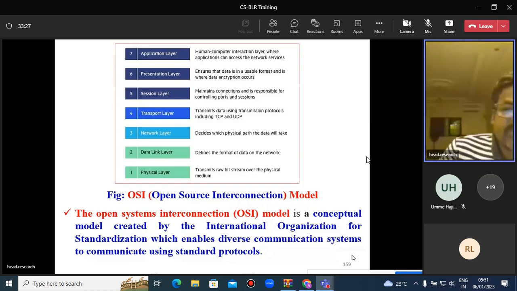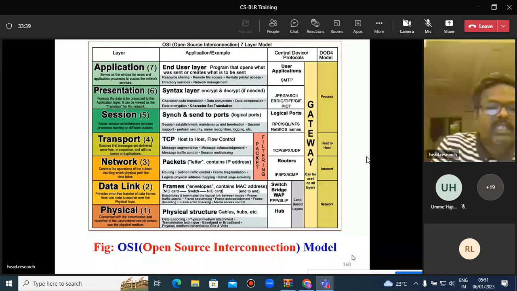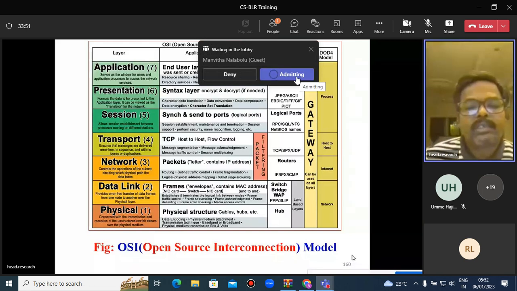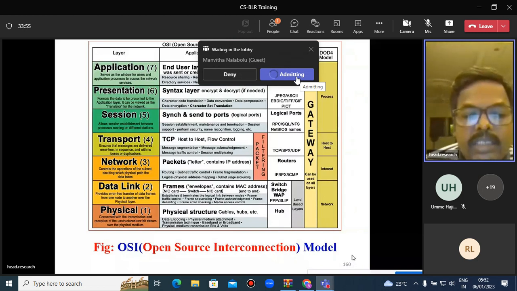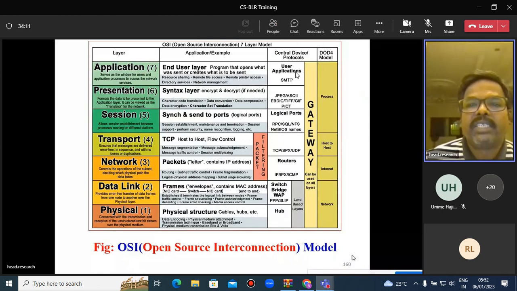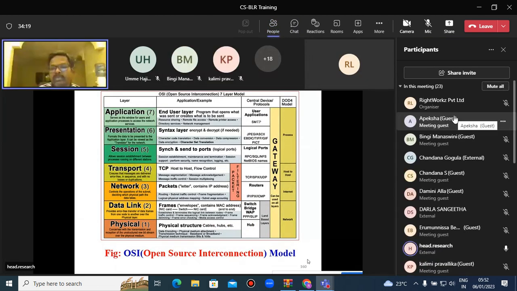See the open system interconnection model. Physical layer, it is a complete physical structure. It uses cables, hubs, etc. And the physical layer is concerned with the transmission and reception of the unstructured raw bit stream over the physical medium. Examples: data encoding, physical medium attachment, transmission technique, baseband or broadband, physical medium transmission. That is called bits and volts. So it uses a central device or protocols connected to the hub, LAN-based layers. Then you can have a gateway, which can be used on all layers.